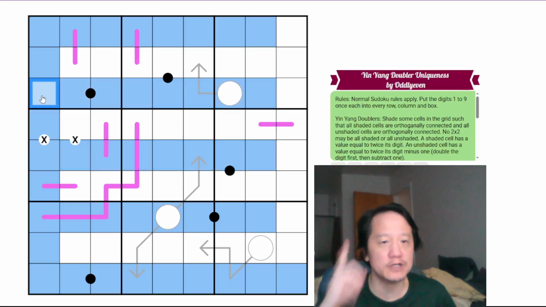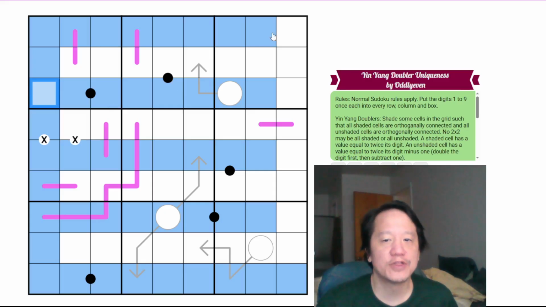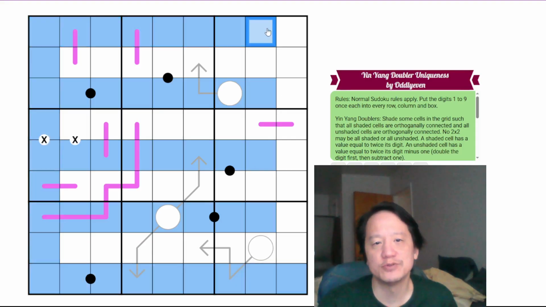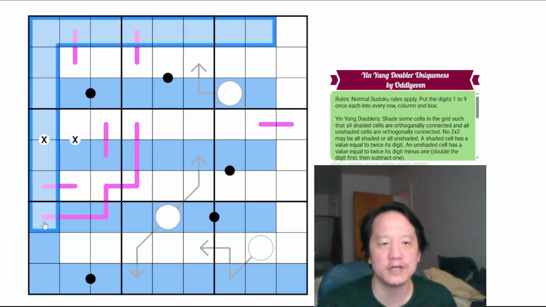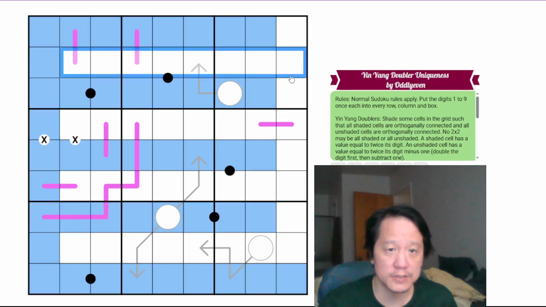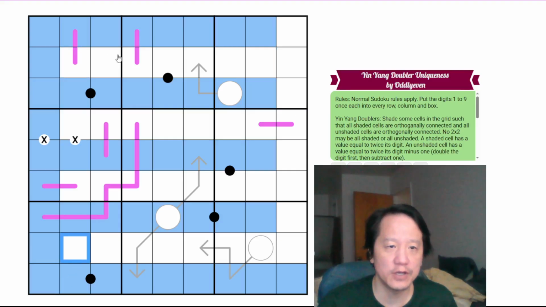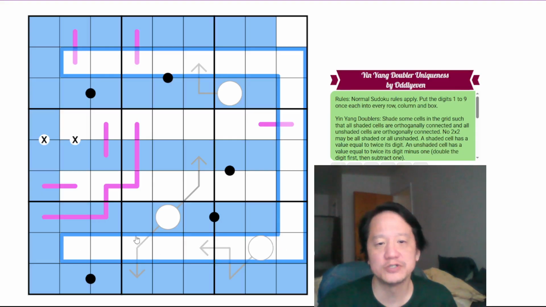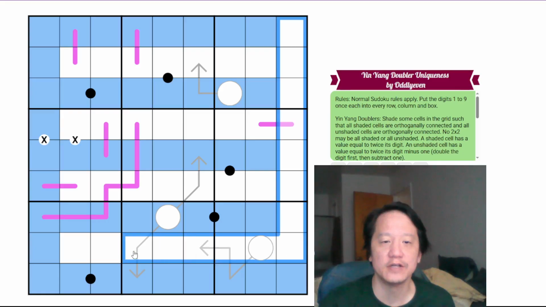What is orthogonally connected? An orthogonally connected region is where you can go from any cell in that region to any other cell in that region just by going through edges, all while staying within the region. So for example, to get from here to here, you can go this edge to here to here to here, and that would all be within the region. Same with this. To go from here to here, you can go along this region, all while staying within the region there. So that's why this is an example of a valid yin-yang shading.